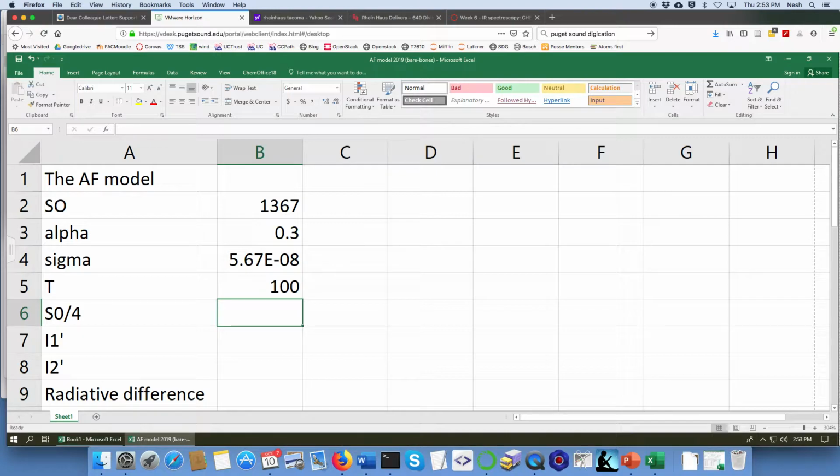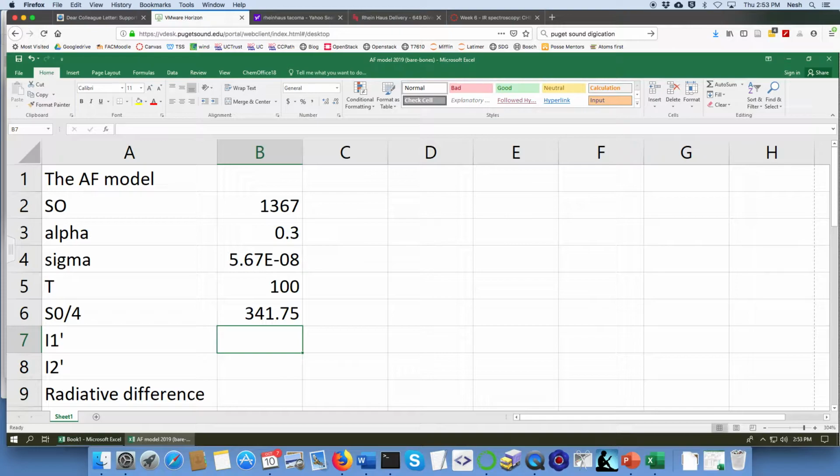Here now is going to be our first instance of entering an expression which starts with an equal sign. I'm going to say that equals that number here, but instead of typing in 1367 again, I'm going to just click on that box, which is B2, and I want to divide it by 4, so that's what I'm doing there.